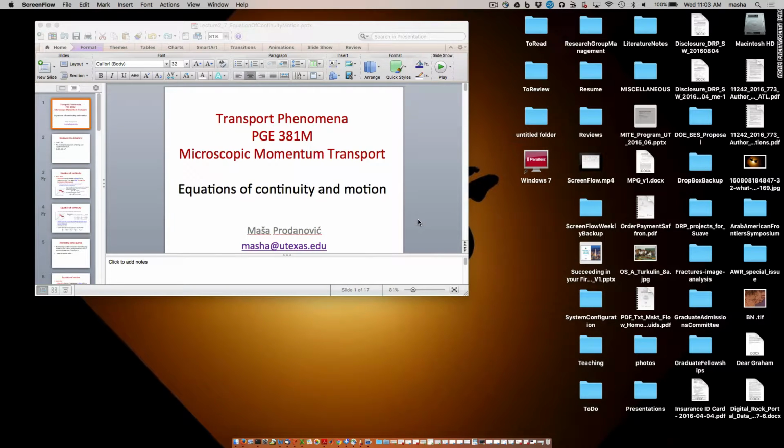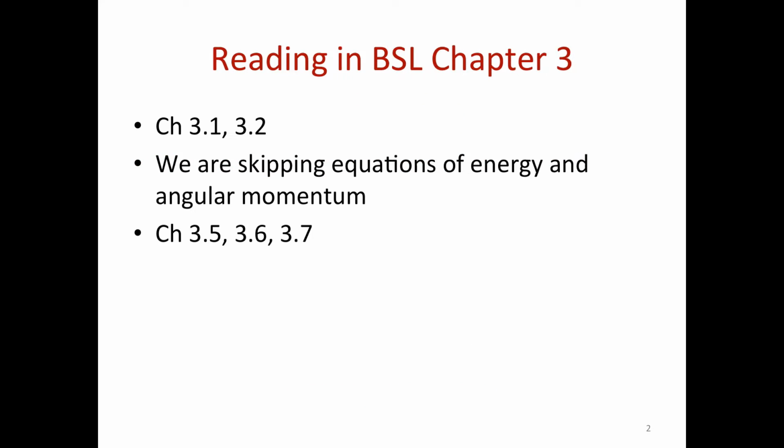So we have started our chapter 3, which is equations of continuity and motion. We're doing everything right now isothermal, so there is no changes in temperature or any transport related to temperature differences. So basically we're now going through chapter 3.1, which is equation of continuity, and then we will continue to chapter 3.2, which is equation of motion. We will skip equations of energy and angular momentum and then proceed to the rest of the chapter 3.